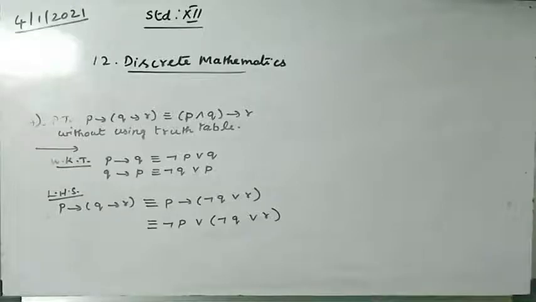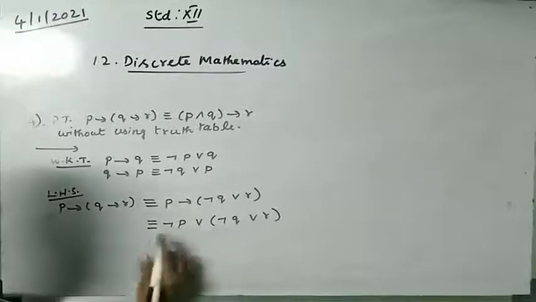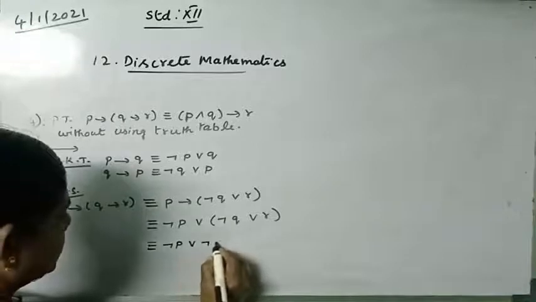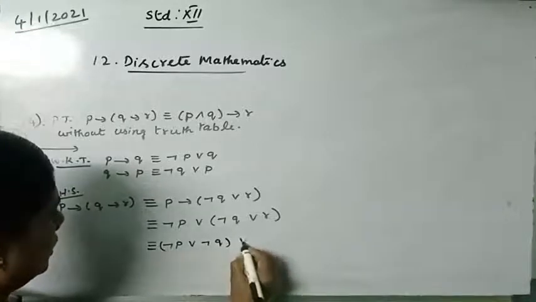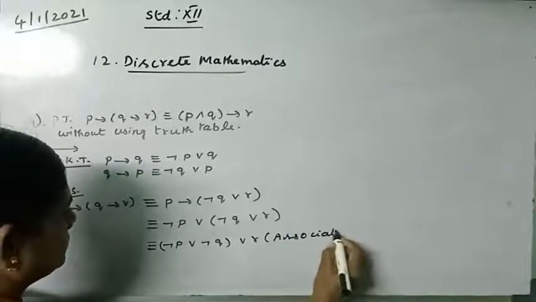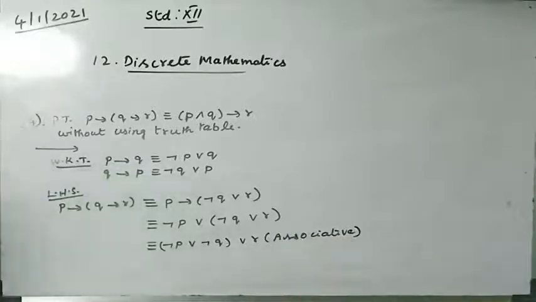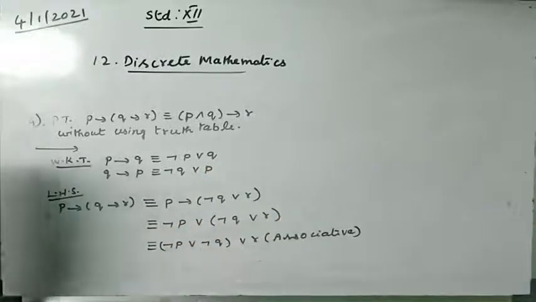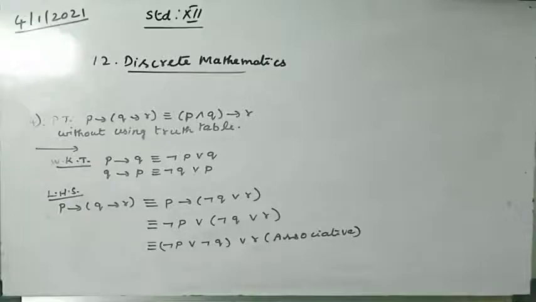So now by using associative law, which implies (negation of P or negation of Q) or R. What have we used? Associative law. These are the results. Using the results we know, we have written this. We write this using the associative law.